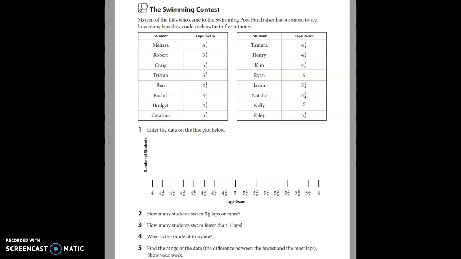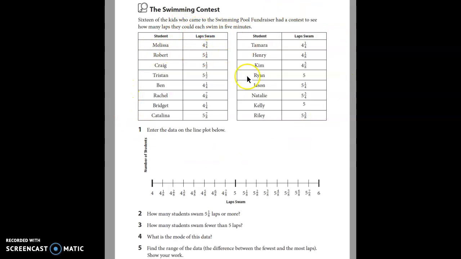Okay, friends, if today after this lesson you have any extra time, which you may or may not, or if you just want to challenge yourself and do extra work, you can work on pages 239 and 240 of your student book. Page 239 says the swimming contest. It says 16 of the kids who came to the swimming pool fundraiser had a contest to see how many laps they could swim in 5 minutes.